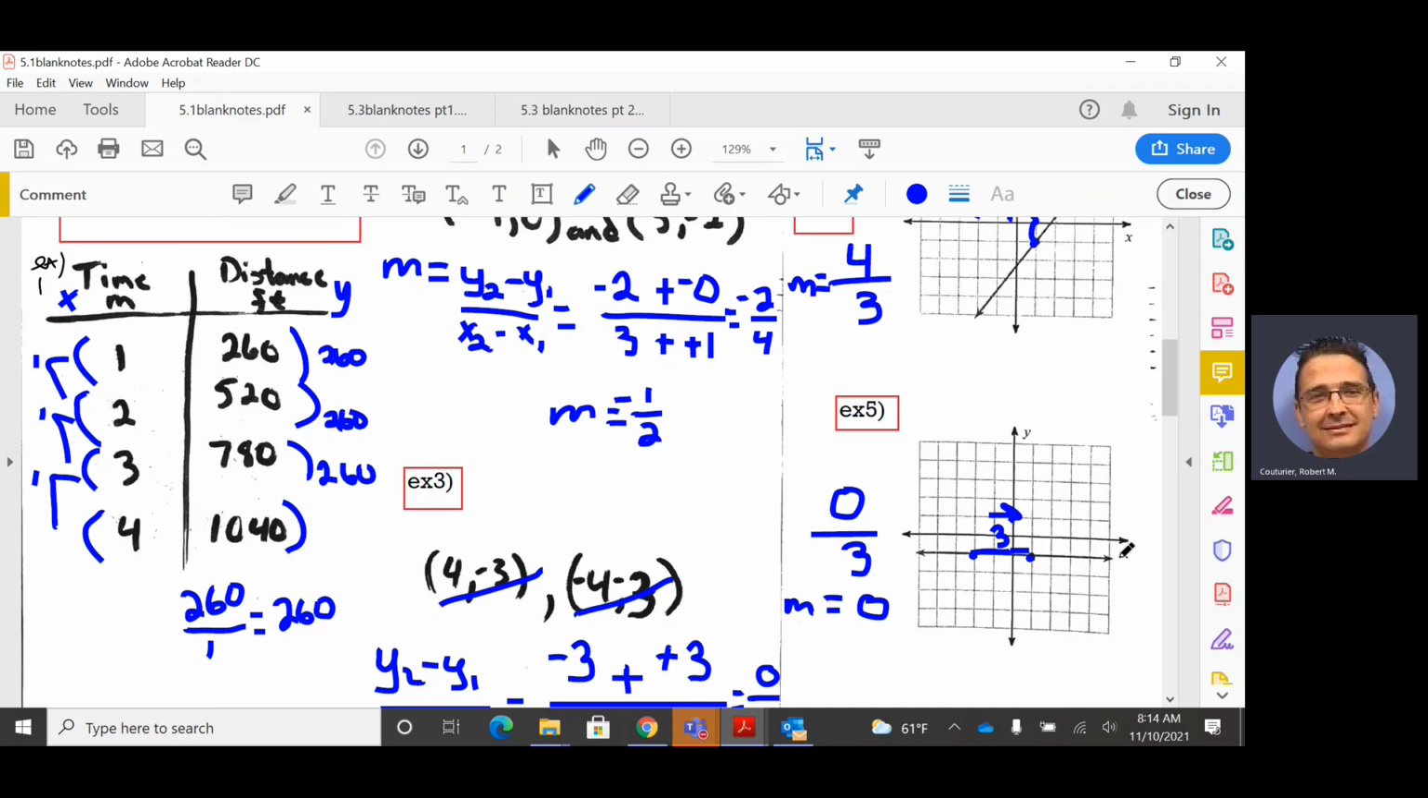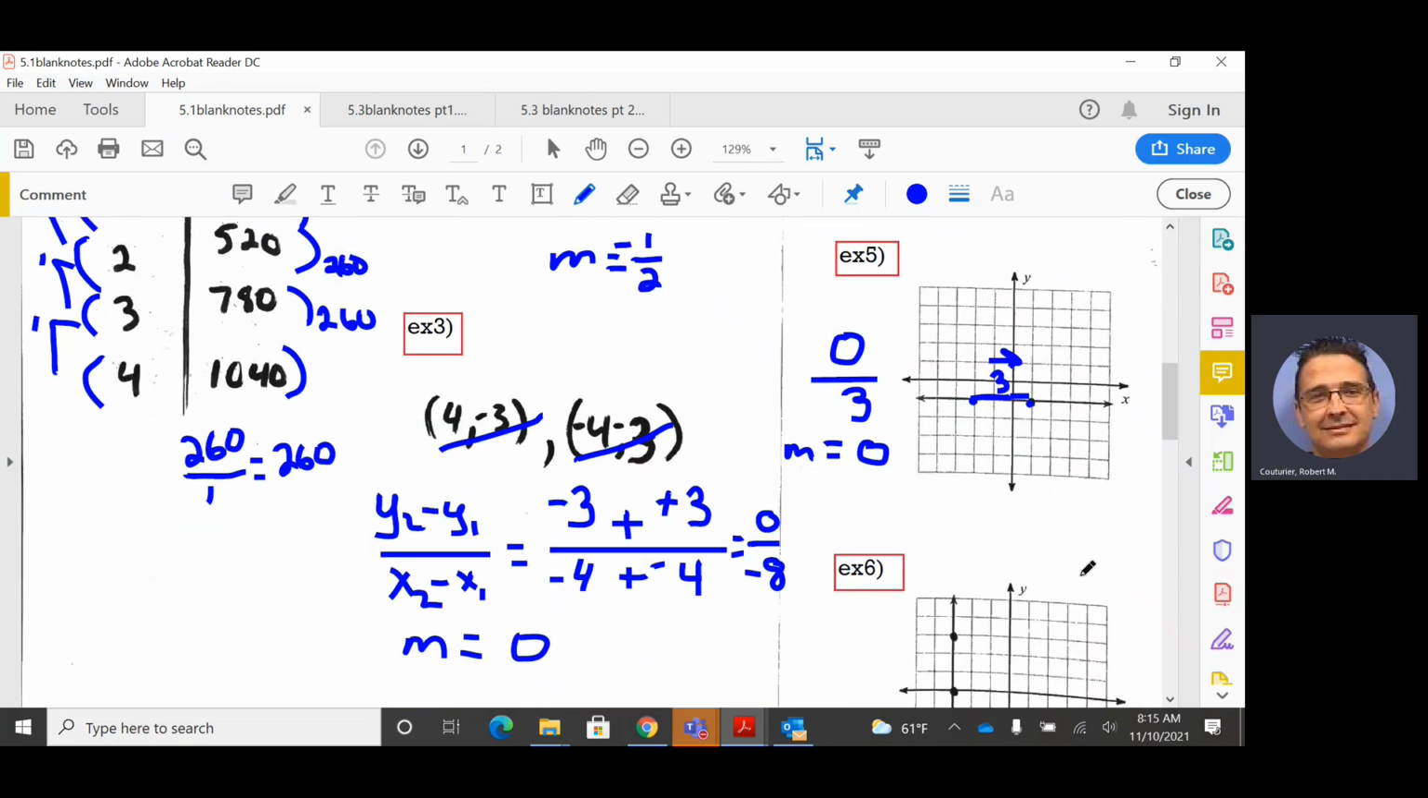Notice this line here, right? This is a horizontal line. It's flat. Its slope is 0. There is no change in that line. It's like a floor, nice and flat. If you put a ball on it, it's not rolling uphill. It's not rolling downhill. It's flat. It shouldn't move.